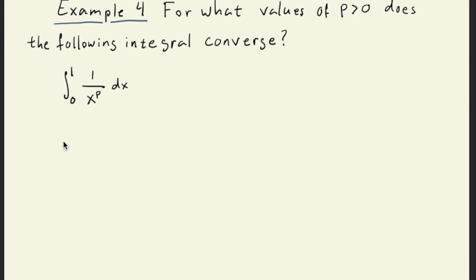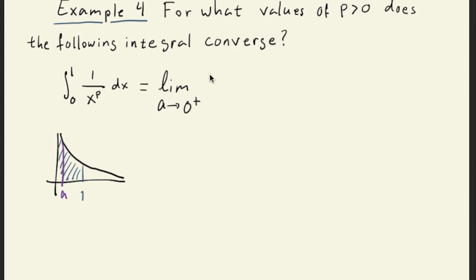Okay, so these functions all look like this. So integrating from 0 to 1, we're right at our infinite singularity. We're trying to compute this area here. So we're going to just chop off, create an a here, and then take a limit. And so this is going to be the limit as a approaches 0 from the right of the integral from a to 1 of 1 over x to the p dx.